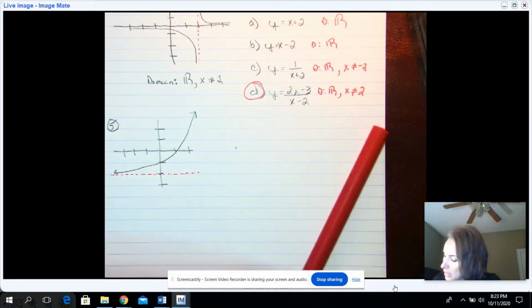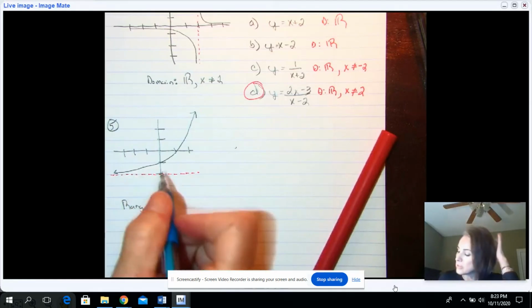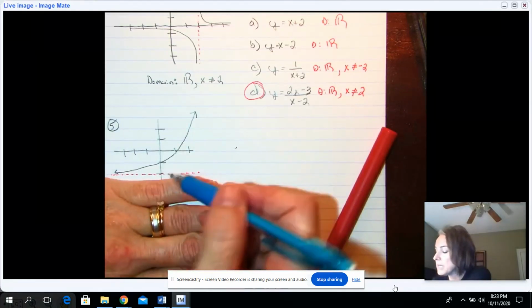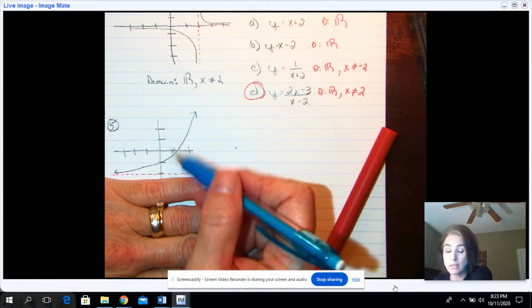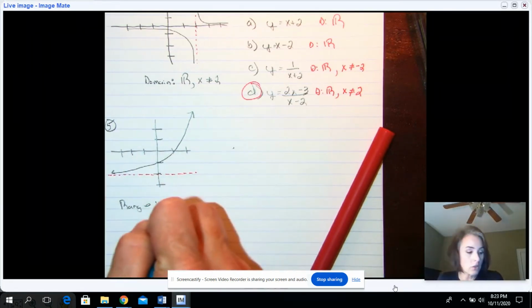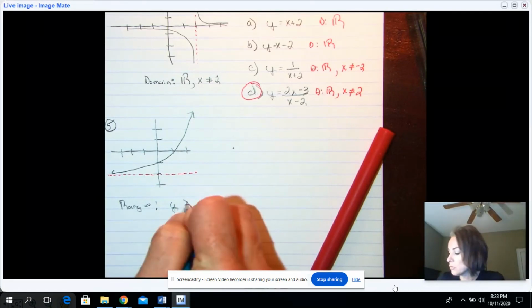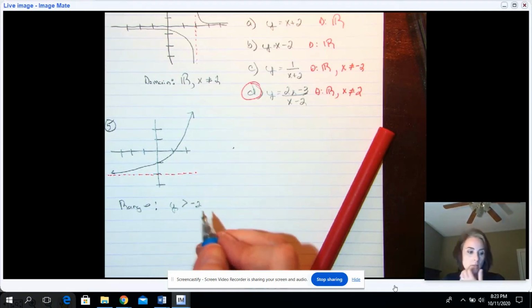So here, the range on this graph is going to be from -2 up. So y is just greater than -2. It's never going to equal -2. This gets closer and closer and closer. So the range here, you can just say y is greater than -2. Not equal to, just greater than -2.